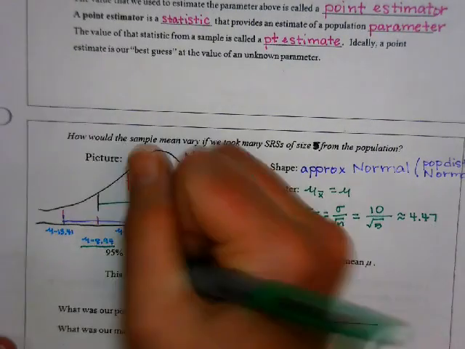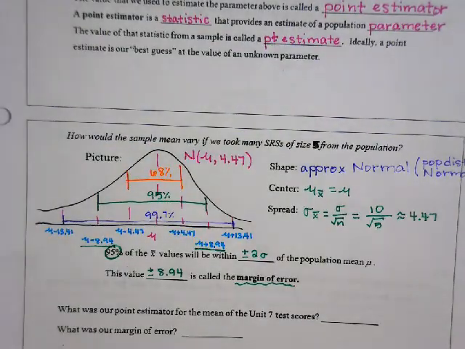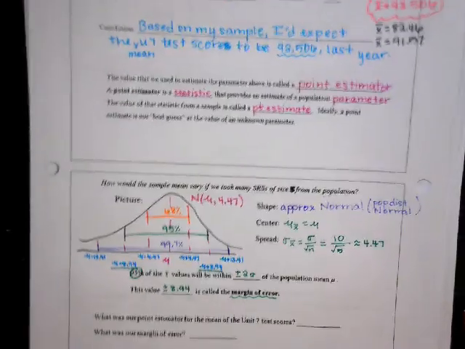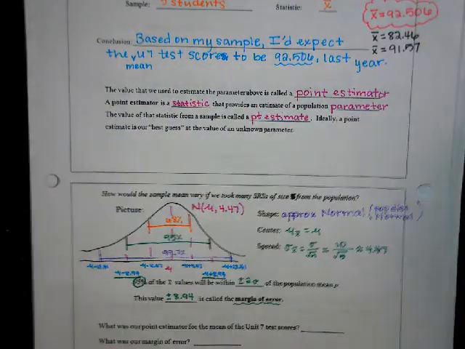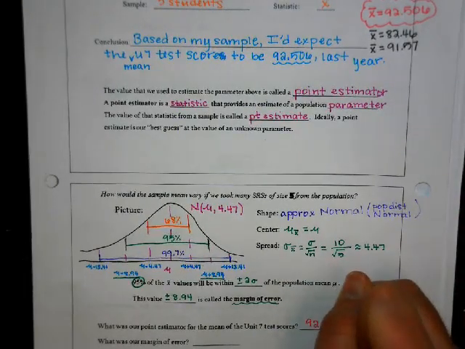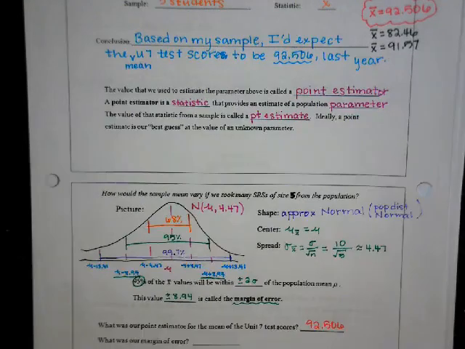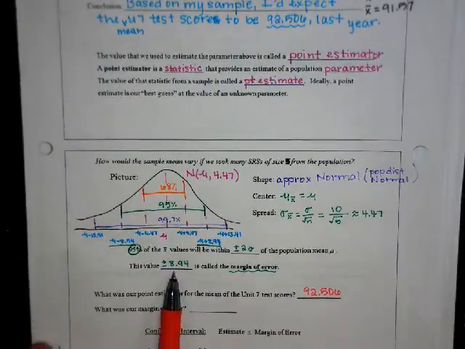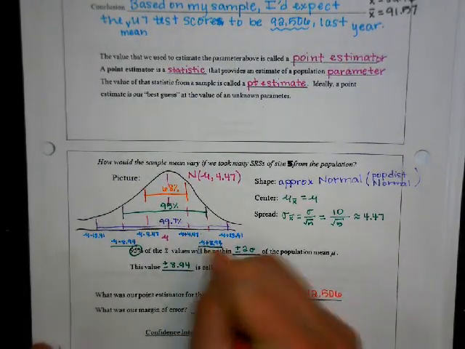Now, what was your point estimator for the mean? That was your X bar up above. So mine was 92.506. Yours is something else. And then what did we just find the margin of error to be? Plus or minus 8.94. So now we're going to create our first confidence interval.